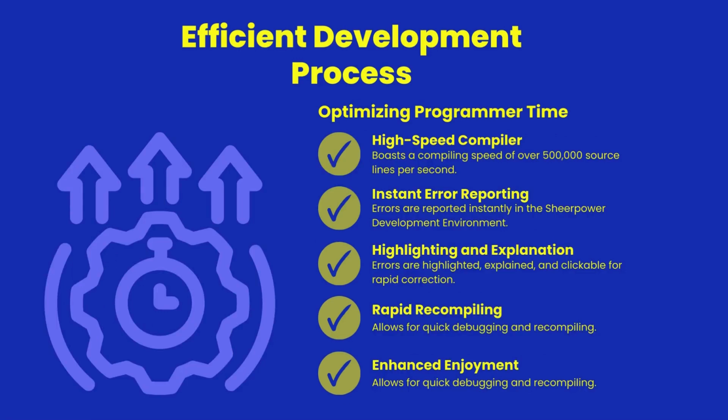Let's explore how Sheerpower optimizes your time as a programmer. The high-speed compiler boasts a compiling speed of over 500,000 source lines per second. Instant error reporting. In the Sheerpower development environment, errors are reported instantly. Highlighting and explanation. Errors are highlighted, explained, and clickable for rapid correction. Rapid recompiling. This allows for quick debugging and recompiling, streamlining the development process. Enhanced enjoyment. By reducing debugging time, Sheerpower enhances the enjoyment of programming, making your development experience more efficient and satisfying.